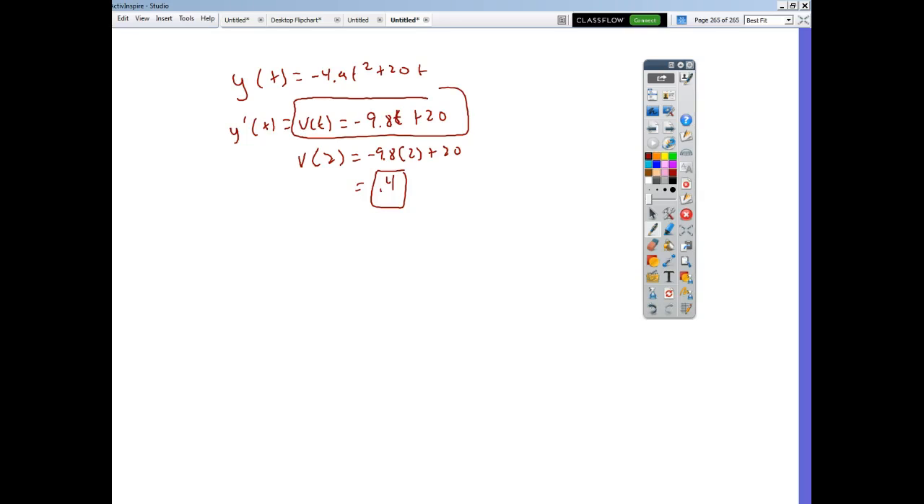Here's my velocity equation. What's my displacement equation if this is my velocity equation? That's it. Now, we're not going to do that necessarily.